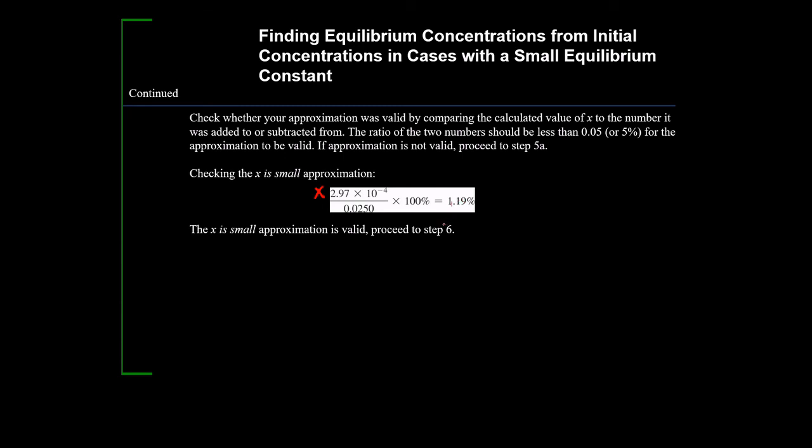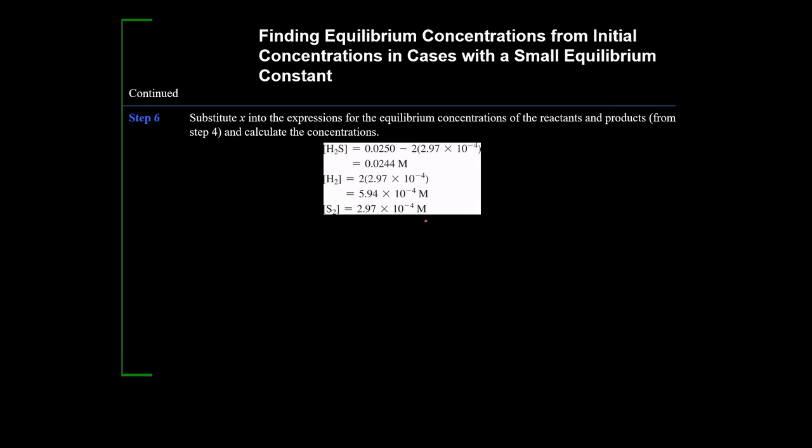If, on the other hand, we found that the number we got here was maybe 7 or 8% or something like that, you would have to go back and do the math. Most of the time in this class, I will tell you if you're allowed to make the x is small assumption, especially in later chapters, just to save ourselves the time of one extra calculation. I won't always, but most of the time I will.